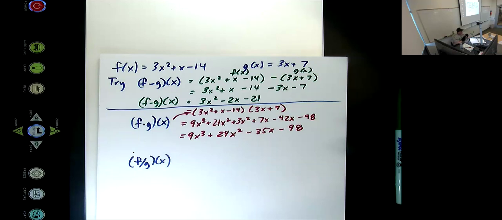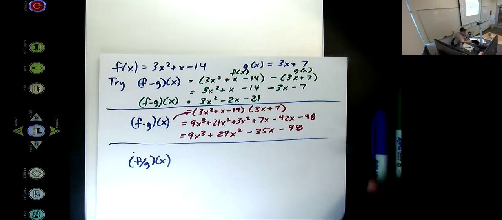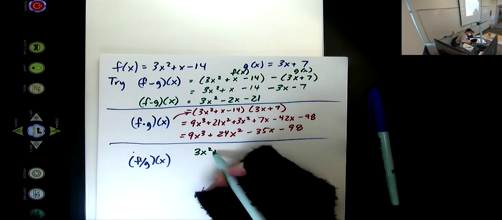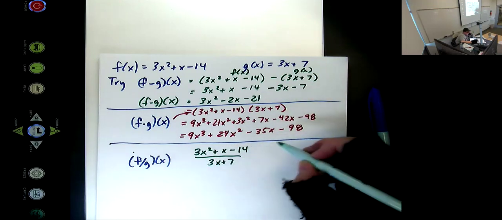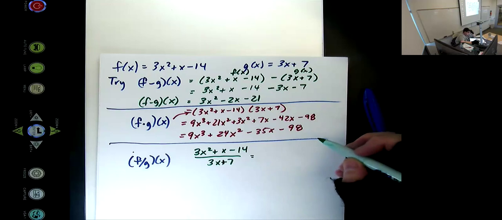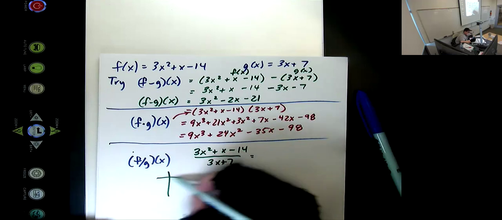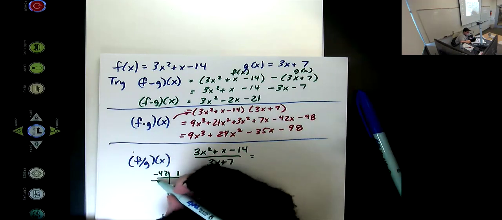And finally, do the division. So f of x goes on top. G of x goes on bottom. We should always try to simplify this. Is the top factorable? Do we have two numbers that multiply to negative 42 and add to 1? Yeah, it should be 7 and negative 6, right?